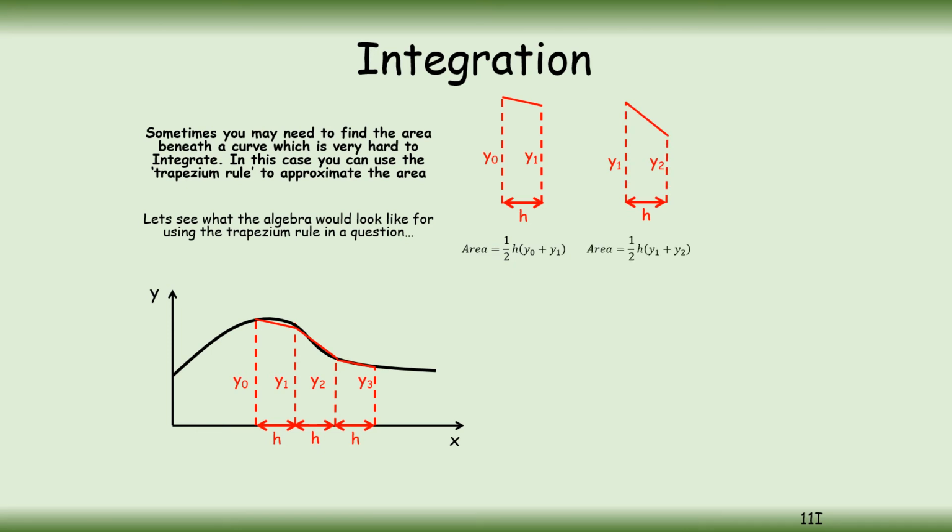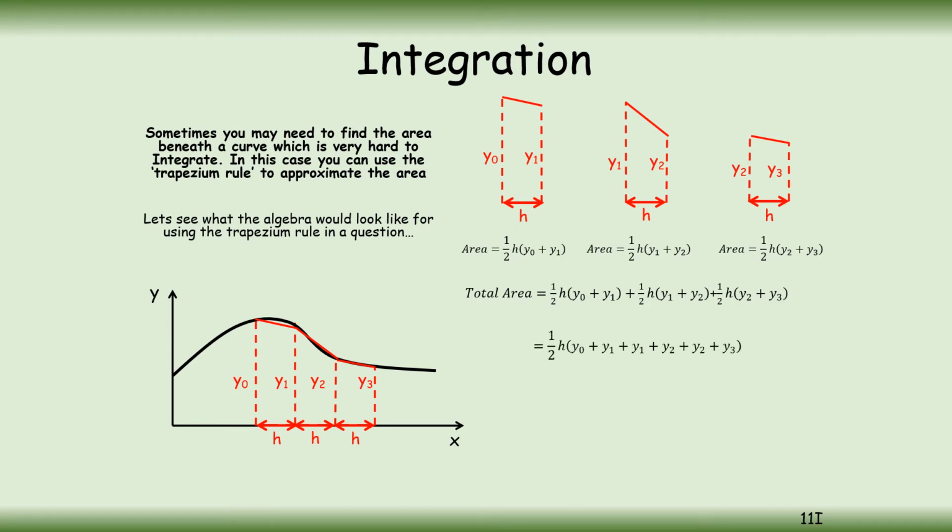And if we do the same with the next trapezium, going from y1 to y2, we get the area of the trapezium as follows, and so on with the third one. Now the total area is the sum of all 3 trapezia. If we add these up, we get the following. We could tidy this up by taking a common factor of half h, as there's half h in all 3 of them.